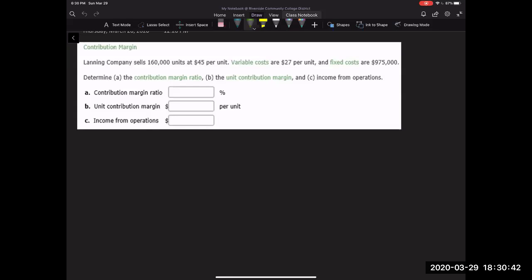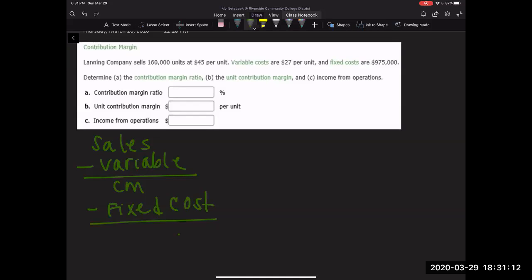It's asking us to come up with the contribution margin ratio, the unit contribution margin, and the income from operations. Before solving, I would set up what I already know. What I know for sure is my formula: sales less variable cost equals contribution margin, and then I subtract out fixed cost, and that equals my income from operations.